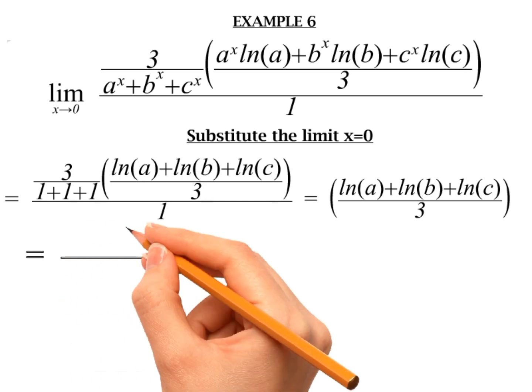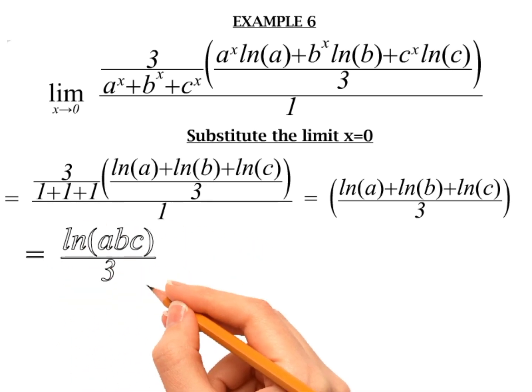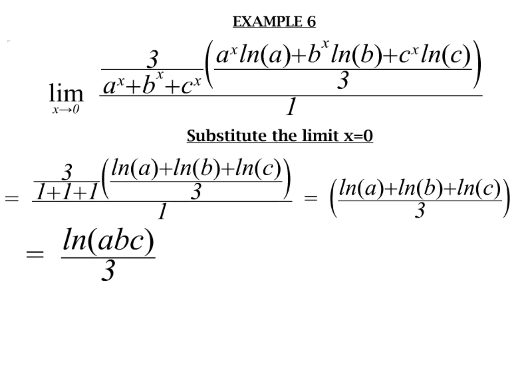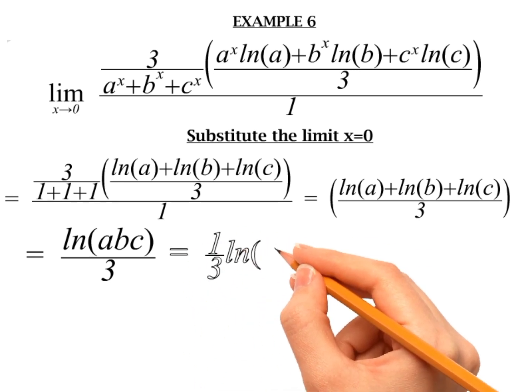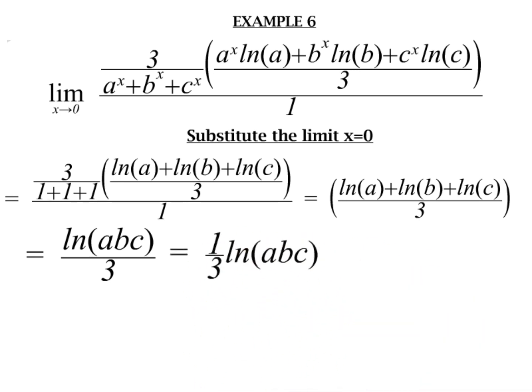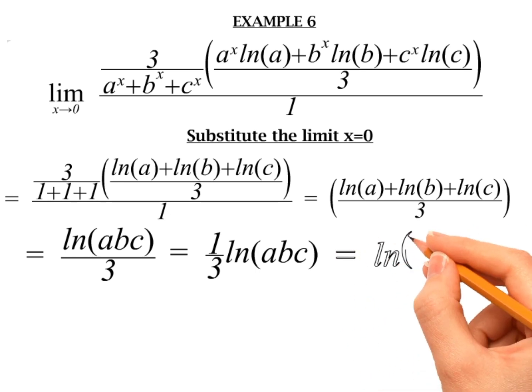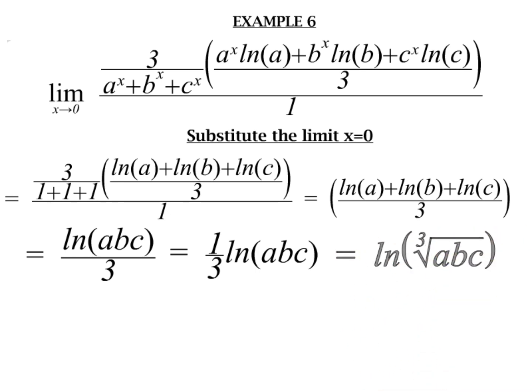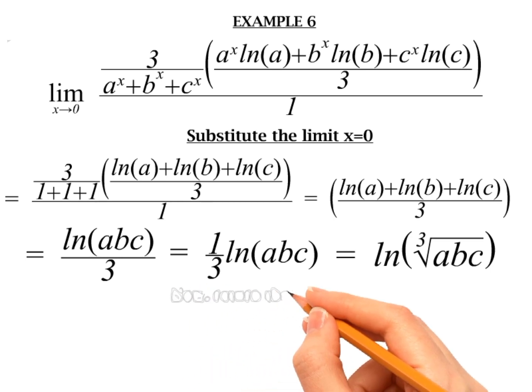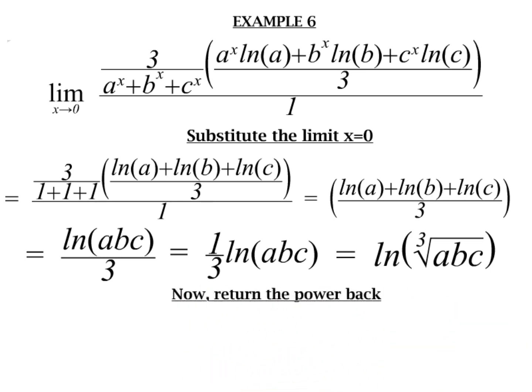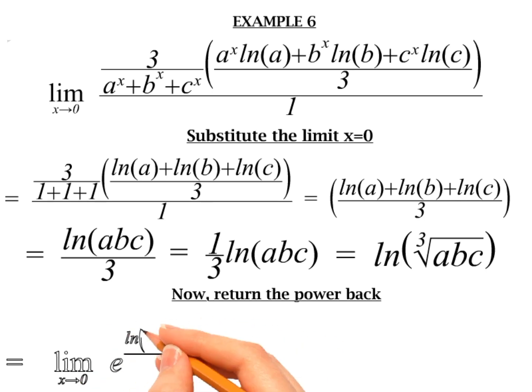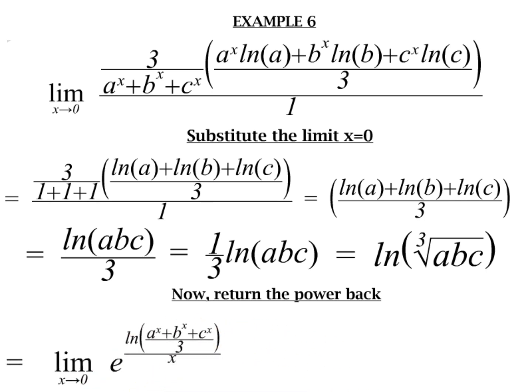By the rule of logarithm, we have ln abc over 3, which is equivalent to 1 over 3 ln abc. By the rule governing the power, we derive a conclusion that 1 over 3 ln abc is equal to ln of the cube root of abc. Don't let us forget that the result is for the power only. Now, let us return the power. The result becomes e raised to the power of ln cube root of abc. Natural logarithm eliminates the exponential number, and our result becomes the cube root of abc.